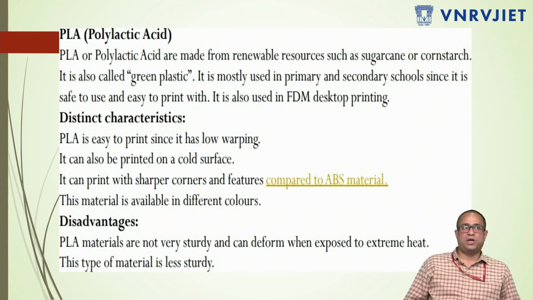Whereas coming to the case of PLA, it is a completely biodegradable material. It is made using food starch, sugarcane or corn starch, and PLA is easy to print since it has low warping when you compare it with ABS. It can also be printed on a cold surface. And what are the drawbacks? PLA materials are not very sturdy when you compare them with ABS material, right?